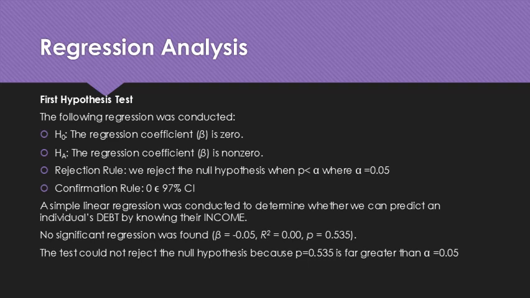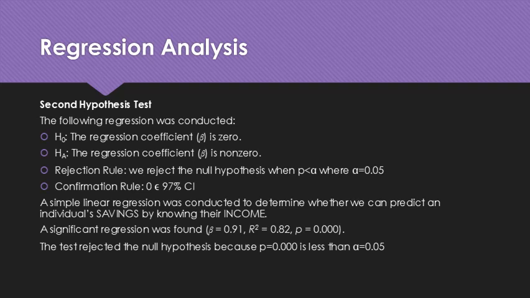A simple linear regression was conducted to determine whether we can predict an individual's debt by knowing their income. As it were, no significant regression was found. Beta value was minus 0.05. The regression R square was 0.00 with a p-value of 0.535. The test could not reject the null hypothesis because p of 0.535 is far greater than the alpha value of 0.05.